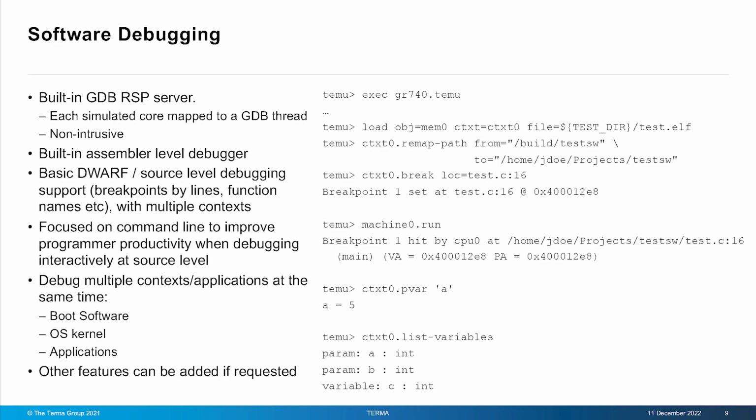So how do you use TEMU? One way is for software debugging using the command line interface. You can actually start up the GDB server if you want to. In that case, one core is mapped to one thread in GDB. It is non-intrusive, so it doesn't modify the state when you run GDB that way. But one thread in GDB does not represent one thread of the software running.